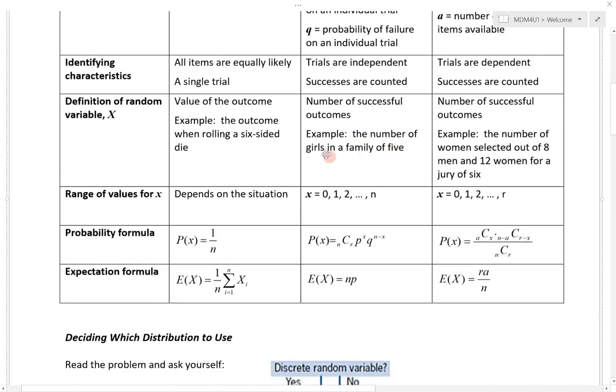So for example, the number of girls in a family of 5. And then you have a range of values, which can go from 0 all the way to n. And there's a probability formula for expressing the binomial probability, and the expectation formula is given here as well.